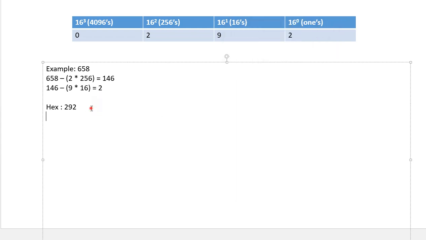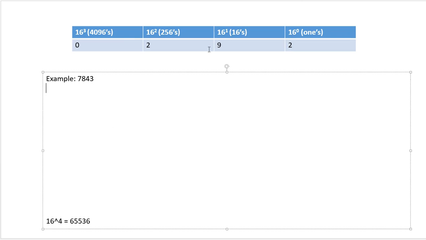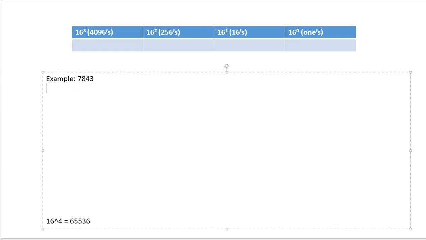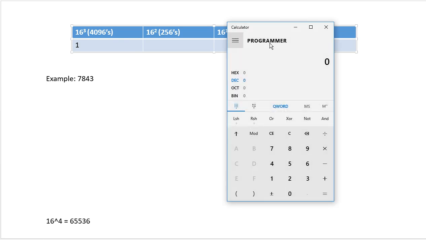So let's also do this again. Let's use another example. We'll do the number, I don't know, 7843, something like that. The way we do this is we need to reset this. How many 4096s go into that? We know that one of them does at least. So let's reopen the calculator because it closed.